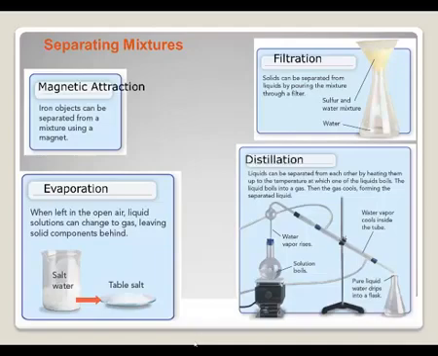And then the last one is distillation. And distillation is a little more complex. This takes liquids, and the liquids are separated from each other by heating them up to the temperature at which one of the liquids boils. The liquid boils into a gas, and then the gas cools, forming the separated liquids. So we saw that in the video that we watched in the Hunting the Elements video, where they were boiling the urine to try to get potassium out of it. So that would be an example of distillation.